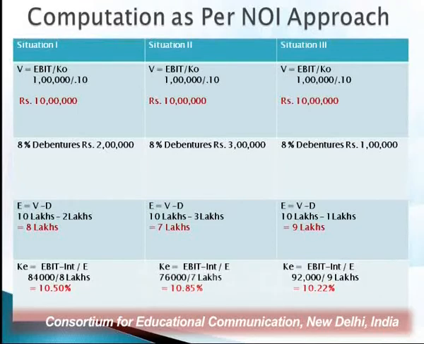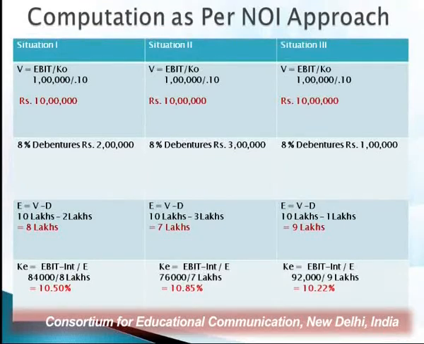So if you do the calculation in situation number 2 or 3, in all situations your value of firm is supposed to remain the same, right? So in situation number 1, the value of firm comes to be 10 lakh rupees, and if you look at the other columns also, the same is the value of firm. The same formula we have copied and pasted. Value is equal to EBIT divided by KO, that is 1 lakh by 10%, equal to rupees 10 lakh. So in all three situations the value of firm remains the same.